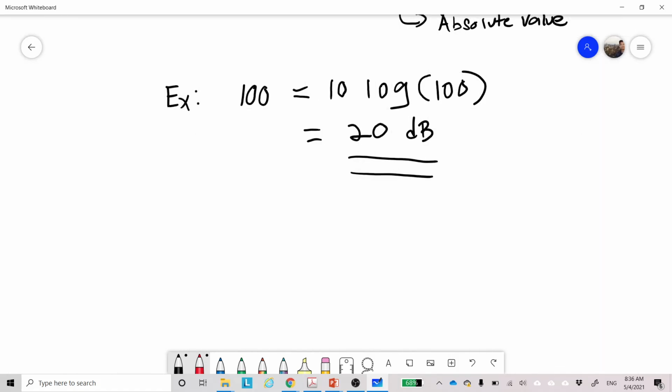Another thing is that we have learned last week about dBW, decibel power. Remember that power. If you want to change power into decibel, what we need to do is 10 log of power divided by the P reference.